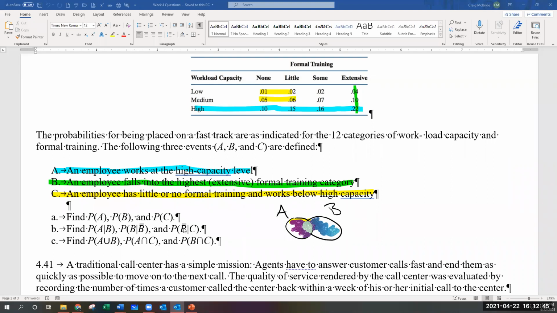Because really not B is asking the question A or C. So it's basically saying, what's the probability that somebody either works at the high level or has little or no formal training, given that they have little or no formal training? You go, okay, this is my subset. What's the probability that they're either in the yellow or in the blue? Well, this is the only good that's still in my subset. So I count those all up, and that's the entire subset. So it's just that over that. It's one.